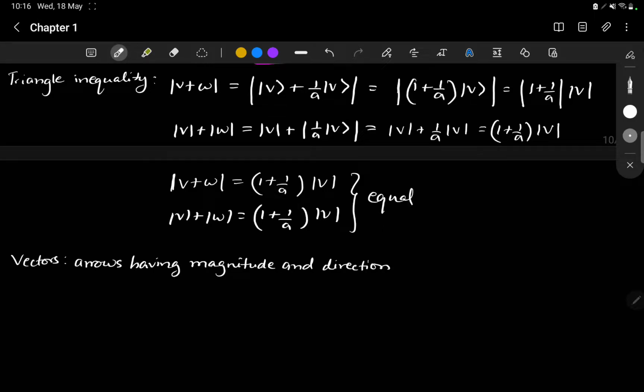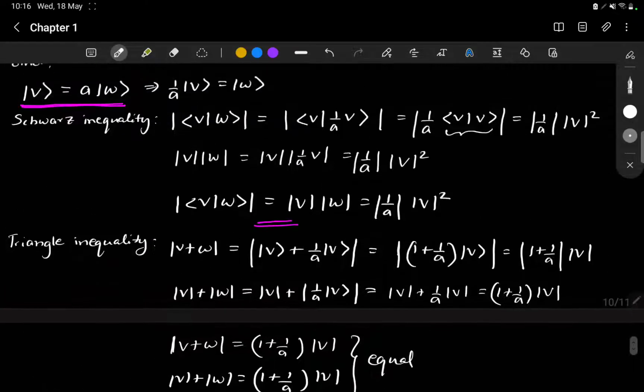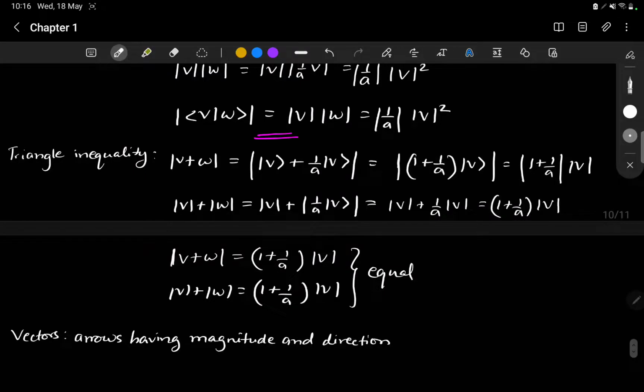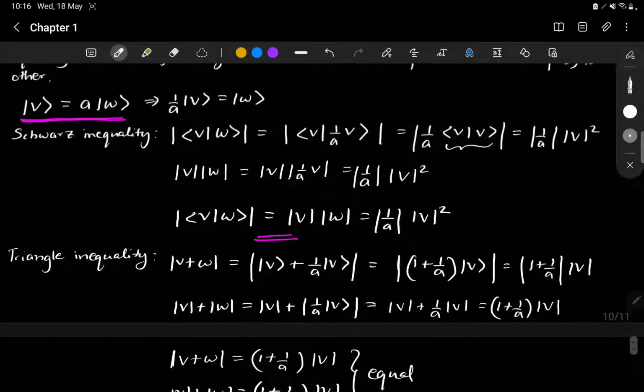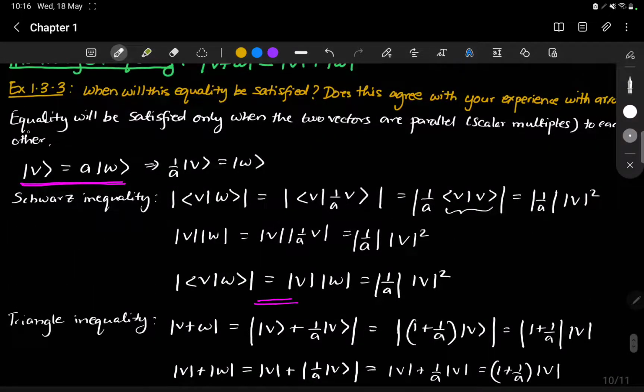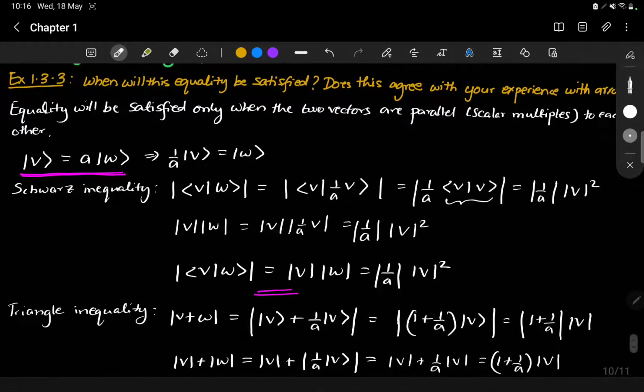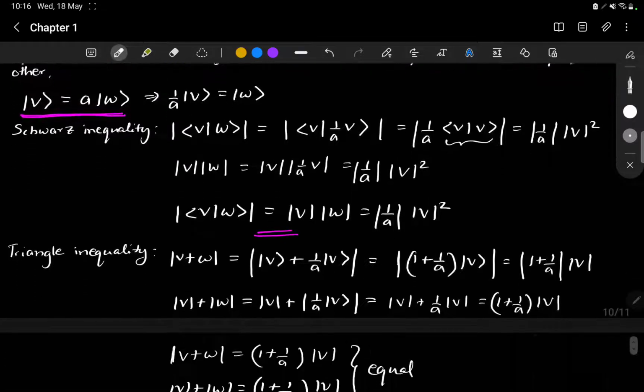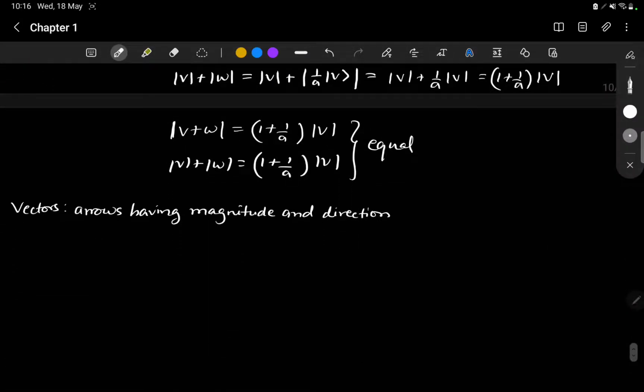So does this arrow thing, arrows having magnitude and direction, also satisfy all these 8 axioms? Yes, indeed. That's why they are called vectors. So let us see the triangle and Schwarz inequality with these arrows, and let us see whether what we wrote over here, that equality will be satisfied only when the two vectors are parallel, is indeed true for the arrows. Let us just draw a few arrows before that.